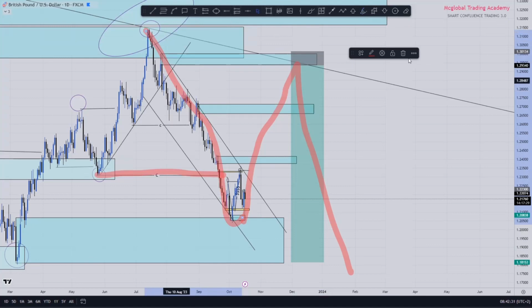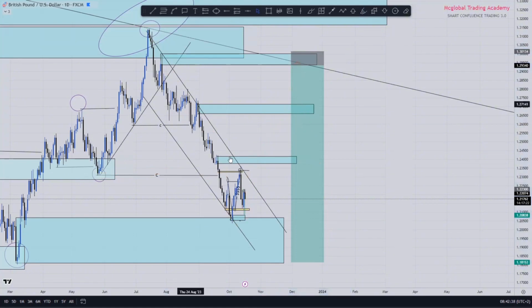The purpose of this channel is simply to show you what most retail traders will do in this case. They'll think even after this channel is broken. Remember what I've told you about trend lines. They are not the real structure. They just try to define structure, but they're not the structure.